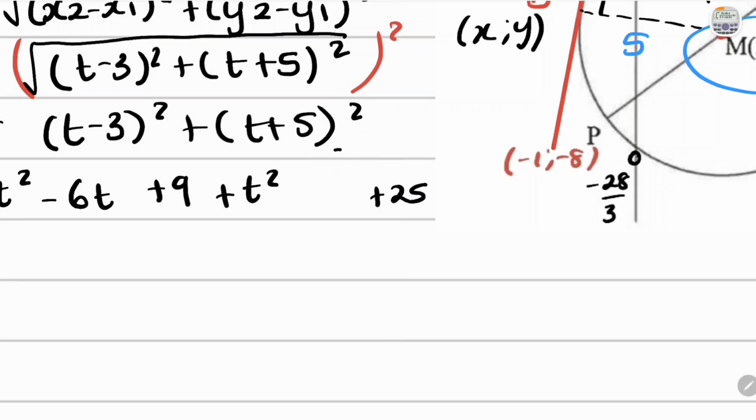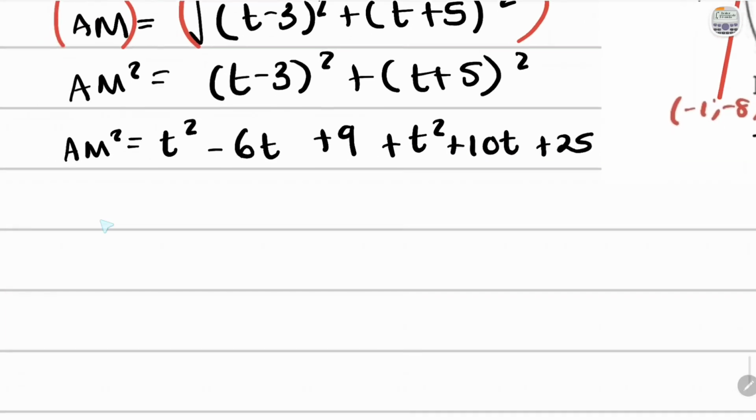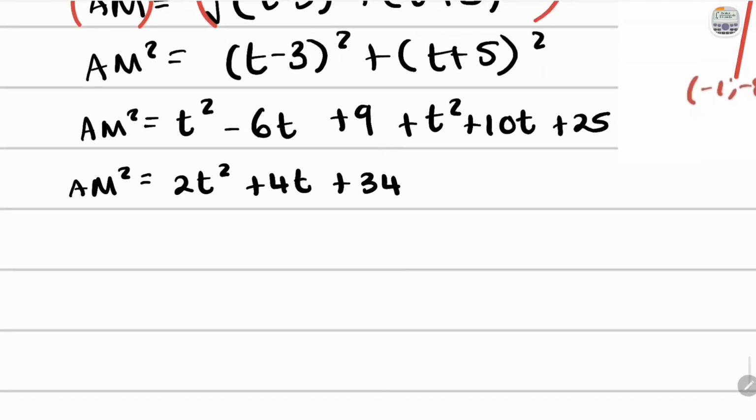First term times second term is 5t, then times 2, which is positive 10t. Okay, so this is what we have. Therefore, AM squared is equal to, and the t's together, which gives you 2t squared. And then those together, 10 minus 6 is positive 4t. And then 25 plus 9, which is going to be 34. Okay, so that's what we have.